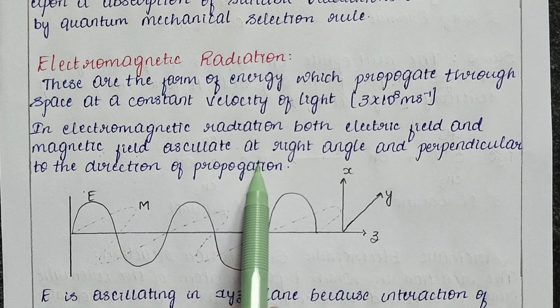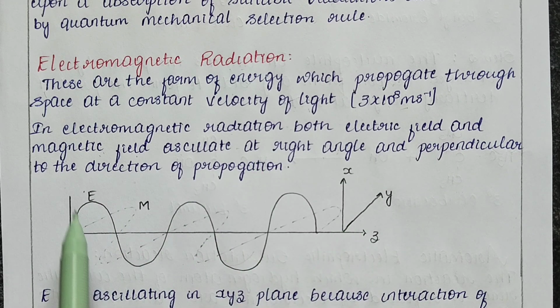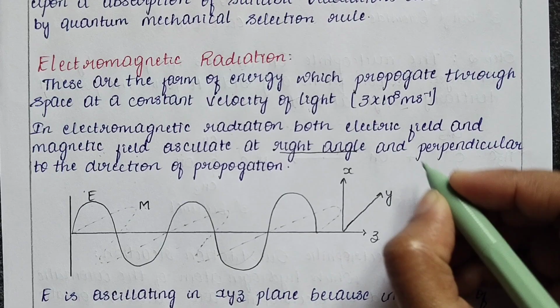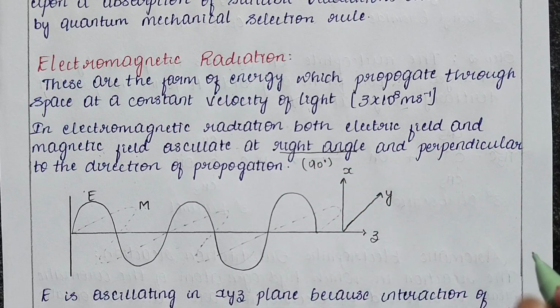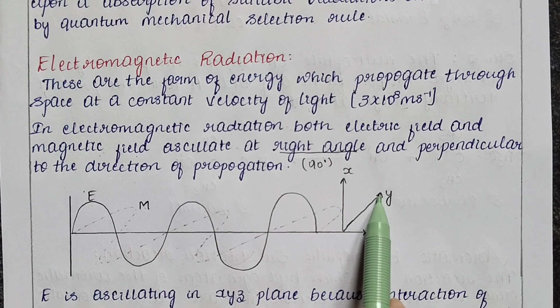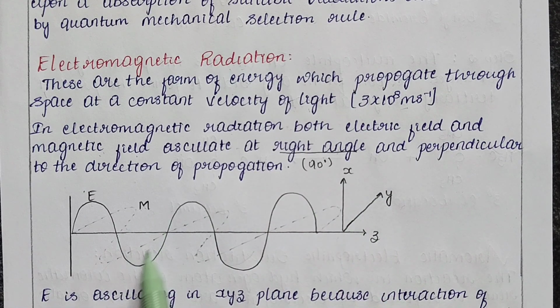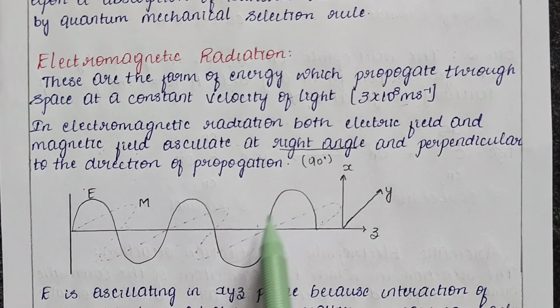Now if we consider a graph representing both the electric field and the magnetic field, the waves are represented as follows. We can see that both fields, the electric field and the magnetic field, are perpendicular to each other, that is, they are at 90° to each other. If we represent them through axes, this is the z axis, perpendicular to this is the y axis, and perpendicular to y we can see the x axis. So this is the direction of the wave that travels, for both the electric field and the magnetic field.